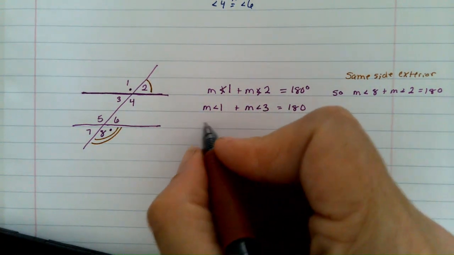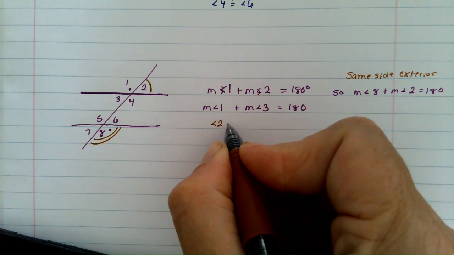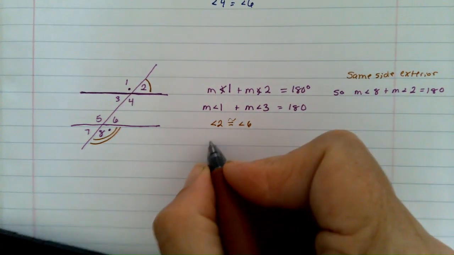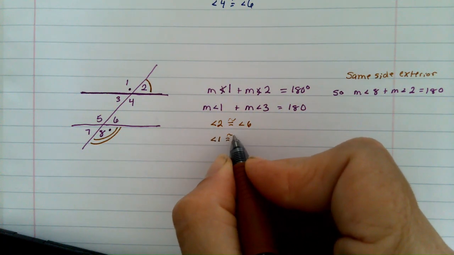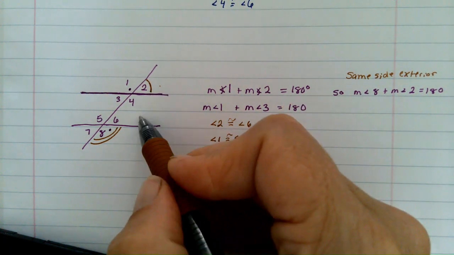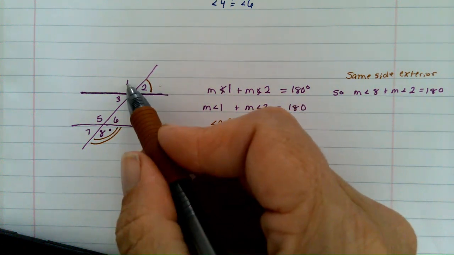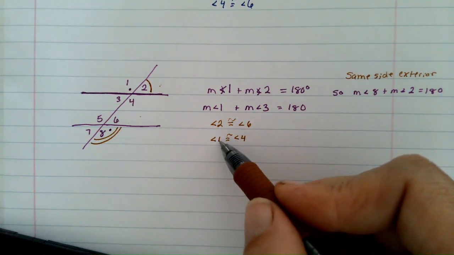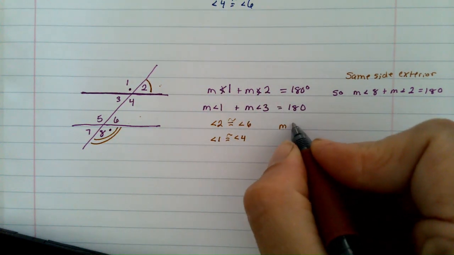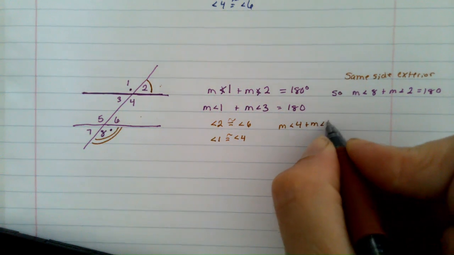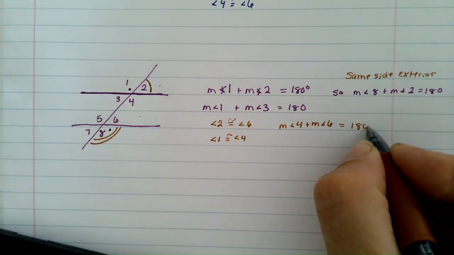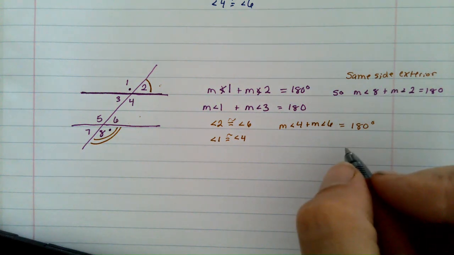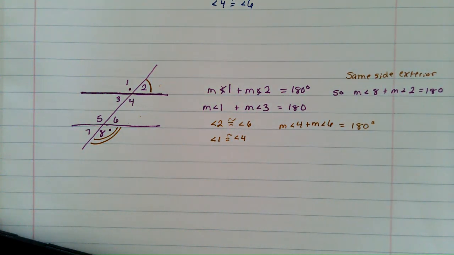Right? We said above that angle 2 is congruent to angle 6. And we said angle 1 is congruent to angle 4. 2 and 6 because they're corresponding. 1 and 4 because they're vertical. If I were to substitute 6 for 2 and 4 for 1, measure of angle 4 plus measure of angle 6. Still 180. So same side exterior is 180 degrees, but so is same side interior.